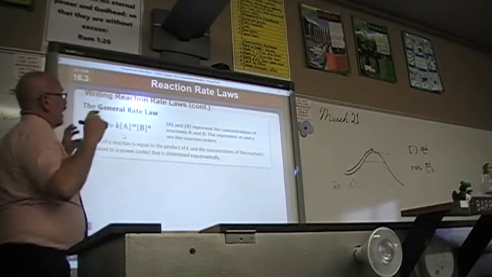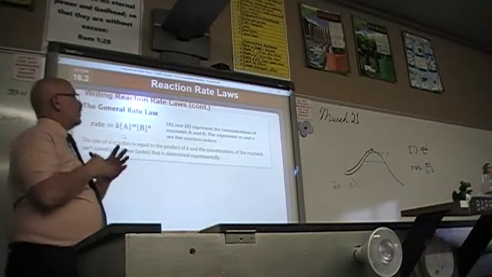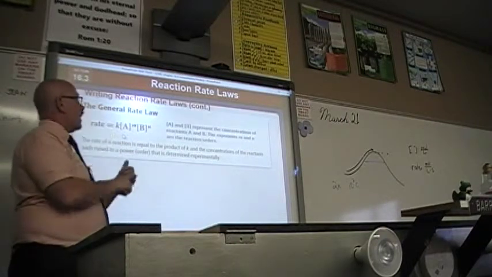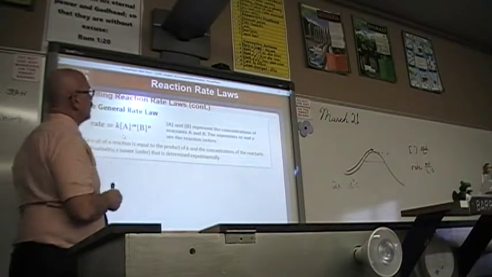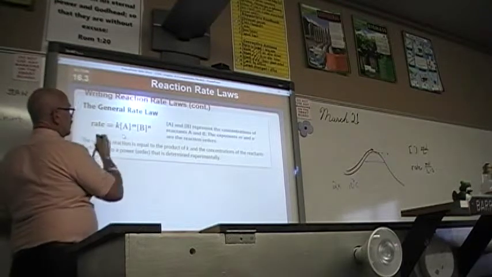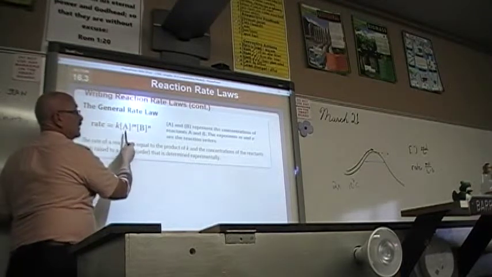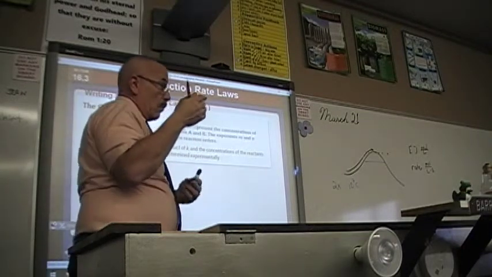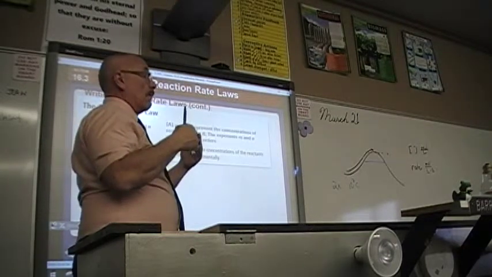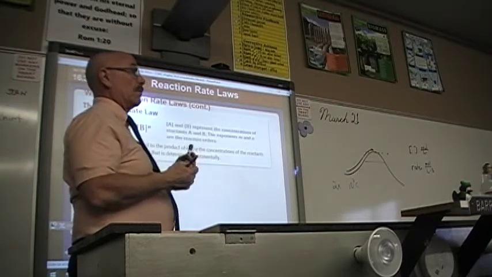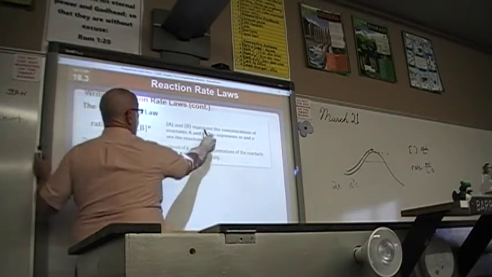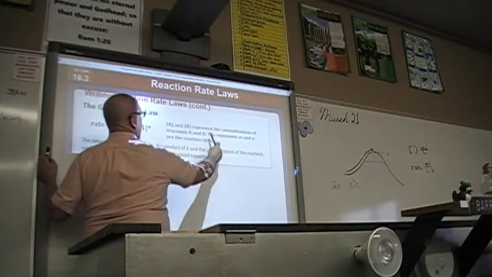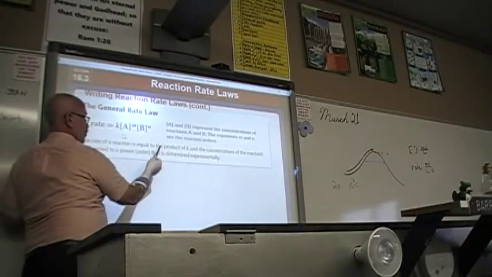Okay, now if we have a chemical reaction with more than one reactant, the general rate law says I have to get both of them in there. Because if I increase the concentration of one reactant, or both reactants, it's going to change how fast the reaction occurs. So A and B represent concentrations.